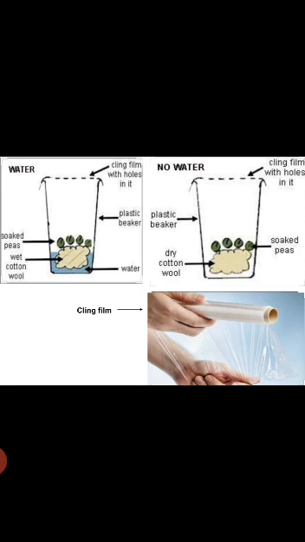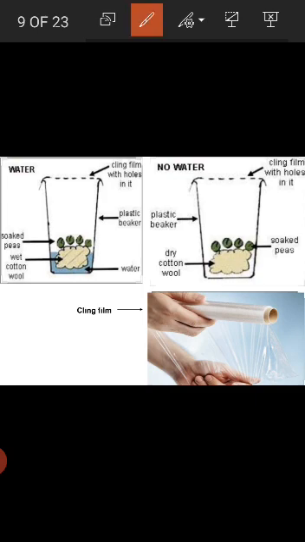Then add enough water to the beaker labeled water, and do not add any water to the beaker labeled no water. Then cover both beakers with cling film and pierce 20 holes in the cling film of each beaker using a needle. Students, see downward. This is the cling film, a thin, transparent plastic film which is used to wrap or cover food.